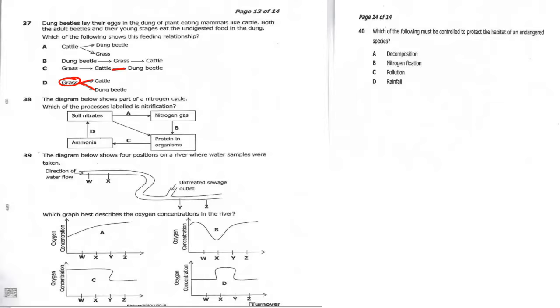If you say this, it means dung beetles eat cattle. If we say dung beetles, grass, it means grass eats dung beetles. If we say cattle eaten by dung beetles, grass also eats cattle. So the answer here is grass is eaten by the cattle, then grass is eaten by the dung beetles. This eats the grass directly, this eats the grass from the animal. I don't know if you get that. Otherwise, the answer that we can go for here is D.